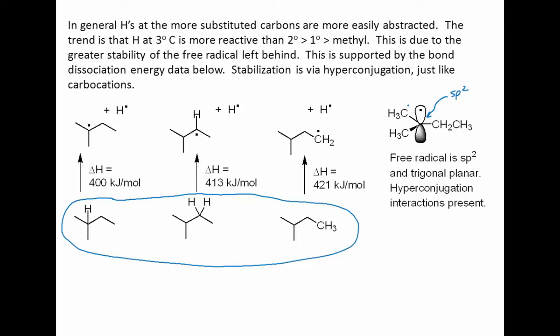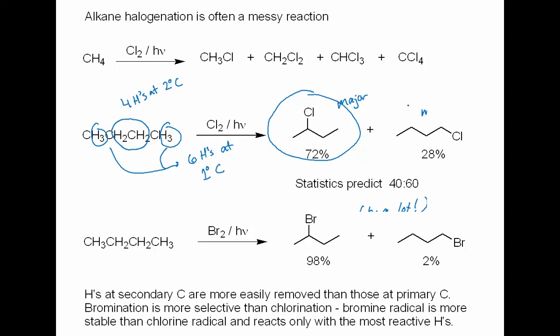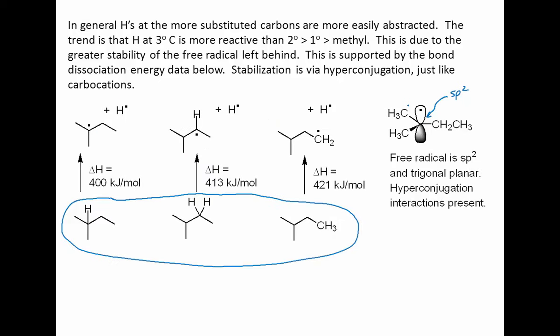The reason for the stability has to do with hyperconjugation, but the hyperconjugation is not quite as strong as it is in carbocations. We never see a primary carbocation competing with a tertiary carbocation, but as you saw in the previous slide, removal of the primary hydrogen, even though it's the minor pathway, is actually quite competitive with the major pathway in that case. So the difference isn't quite as large.